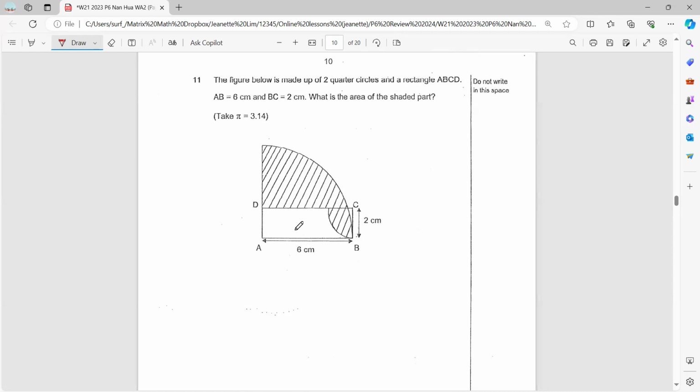Now, how do I find this unshaded part? I'm going to split it like that. I'll call this X, and I call this part here Y. So the shaded part is actually the big quadrant minus X minus Y.